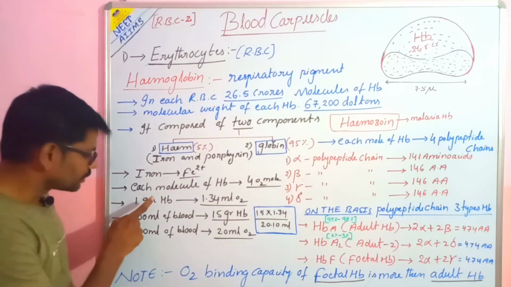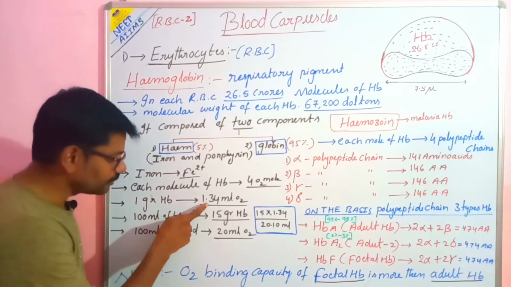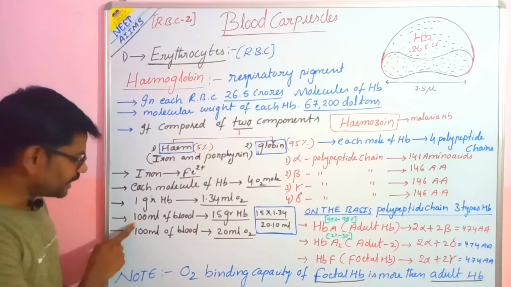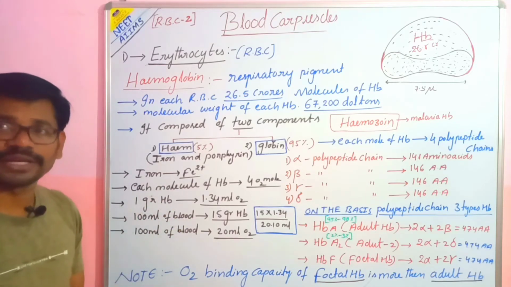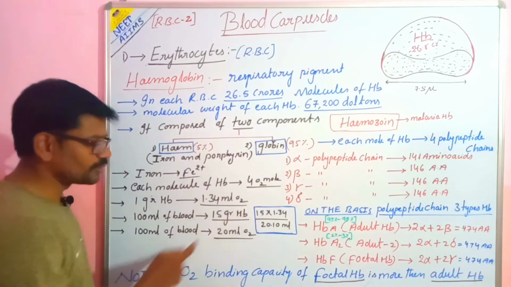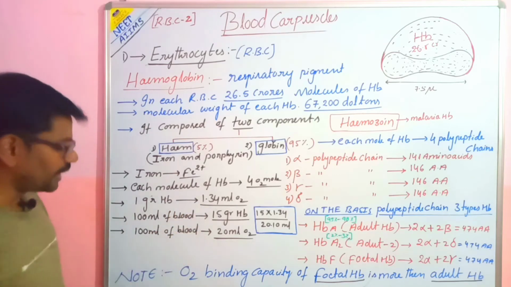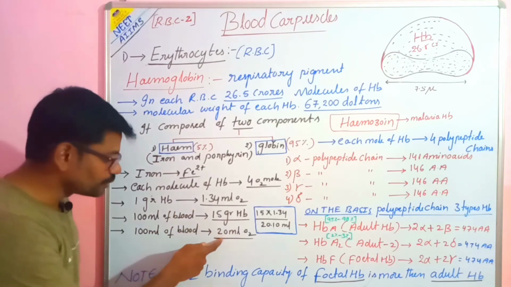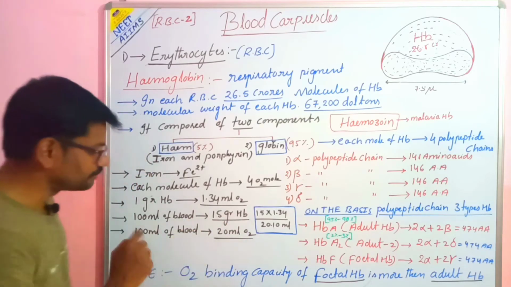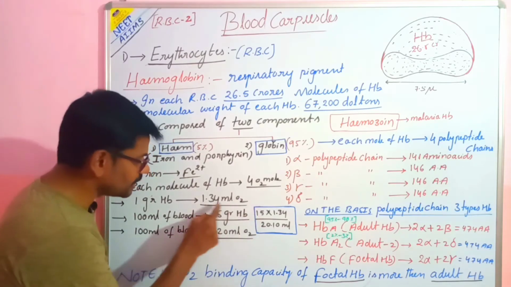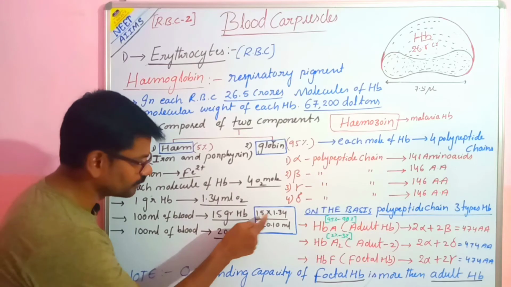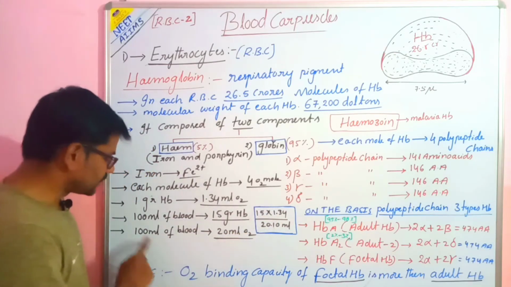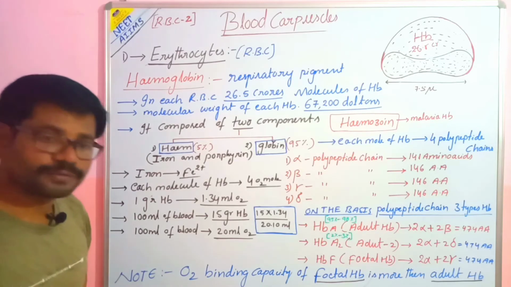So 1 gram of hemoglobin can carry 1.34 ml of oxygen, right? 100 ml of blood contains 15 grams of hemoglobin. Now if you calculate, 15 multiplied by 1.34 gives approximately 20 ml of oxygen, which can be transported by 100 ml of blood.